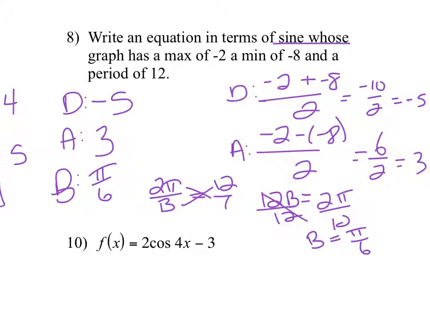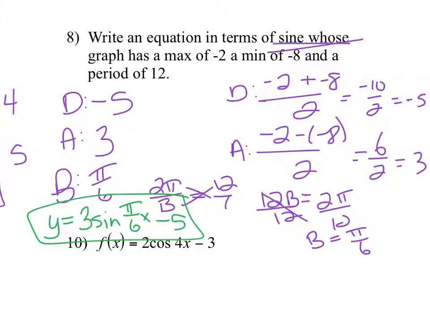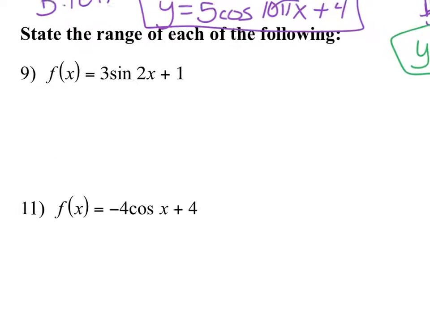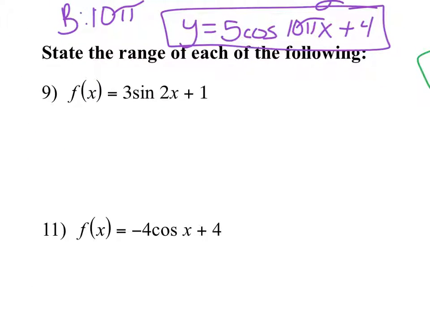Then writing the equation, you want to write it in terms of sine. I'm just going to change the color so you can see it. y equals a sine bx plus d. I say plus d, but it's whatever the sign of d. So we want the range. Remember, the only two things that affect the range are the a and the d.